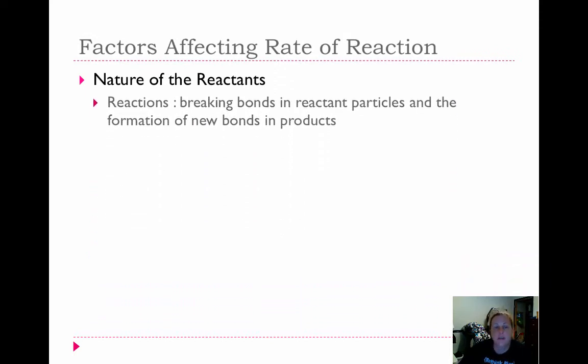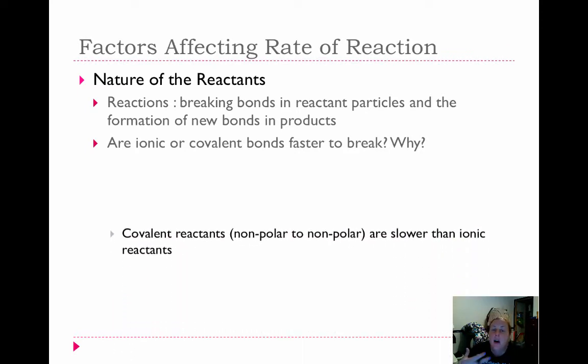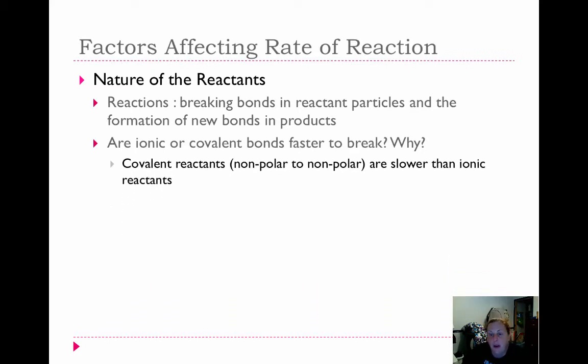Reactions need to break bonds in order for the reactant particles to form new bonds for your products. So you need to break the bonds in your reactants and form bonds in your products. Which type of bond would be faster to break, an ionic bond or a covalent bond, and why? Covalent bonds are often slower than ionic bonds to break.